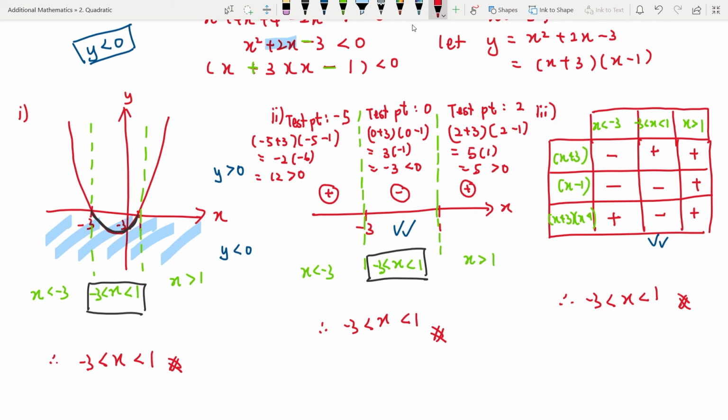When solving quadratic inequality, you can choose either one of the method to solve, unless the method is stated in the questions.